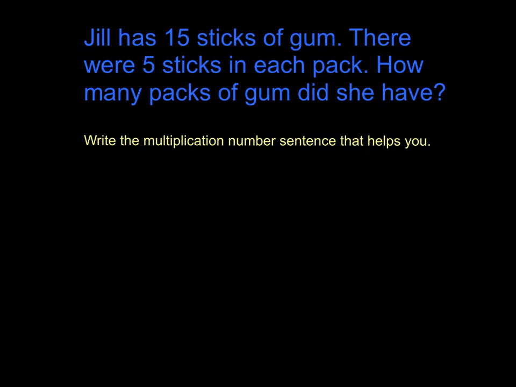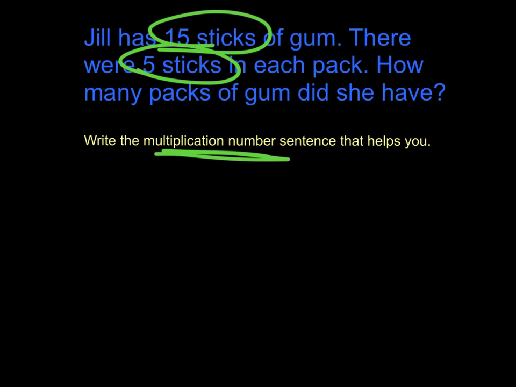Okay, when you first read this problem, it says that Jill has 15 sticks of gum and there are 5 sticks in each pack. When I think about this problem, I know the total. So that tells me that it's going to be division. So this is kind of weird. They want a multiplication number sentence to solve the problem. So I'm going to go ahead and work it out that it's division, and then I'm going to use my related facts to switch it around and make it a multiplication sentence.